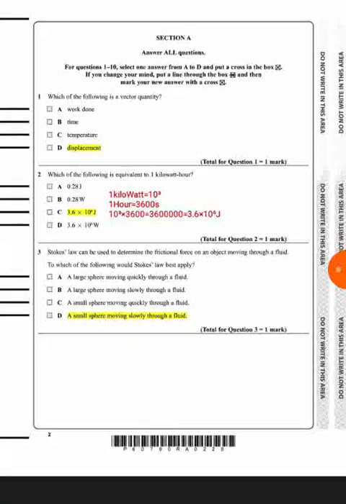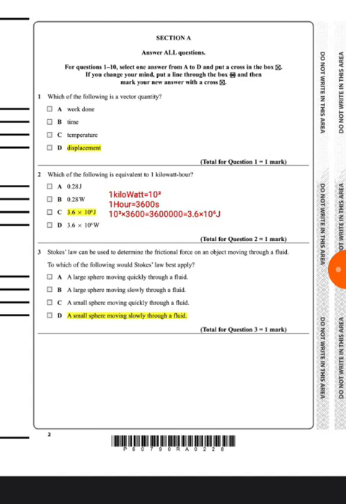So 1 kilowatt means 10 to the power 3. Then 1 hour has 3600 seconds. So we multiply 10 to the power 3 by 3600, and we get 3.6 into 10 to the power 6 joules. Okay, so the answer is C.